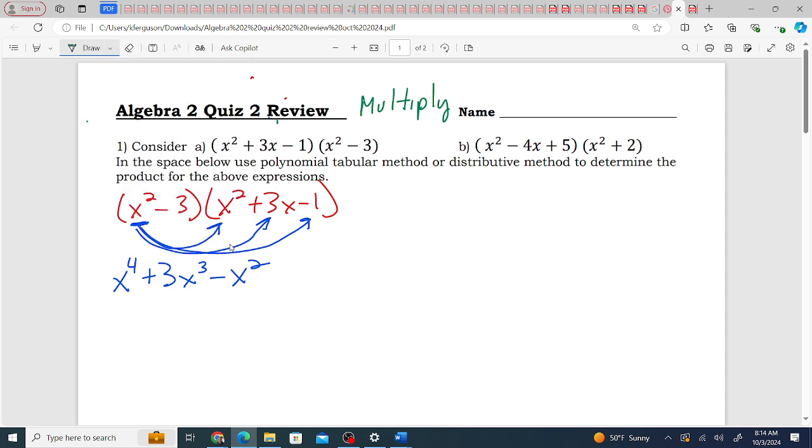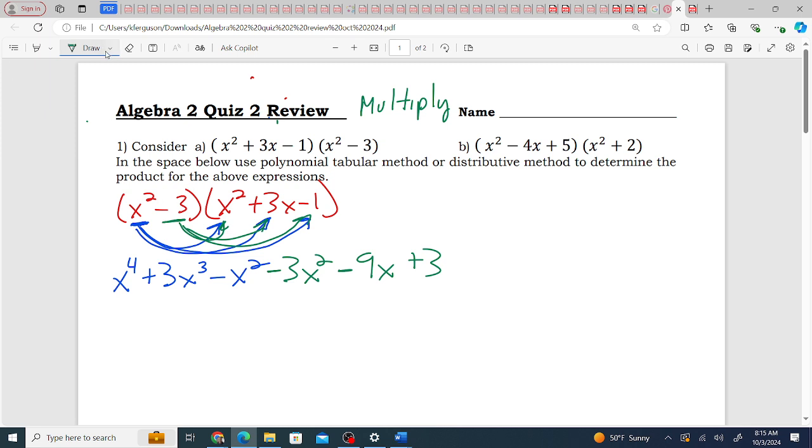All right. So now I'm going to take the negative 3 and multiply it times all three of these terms. So I've got negative 3 times x squared. That is negative 3x squared. I've got negative 3 times 3x. That's negative 9x. And then negative 3 times a negative 1. When you multiply a negative times a negative, you get a positive, so that's positive 3. So right there, that is the distributive property. I just distributed each of the binomial, the first two terms, to everything else.